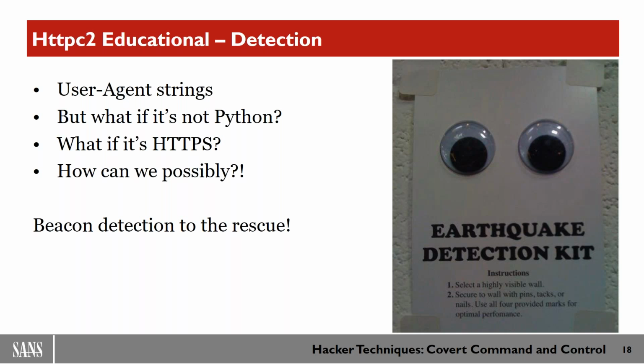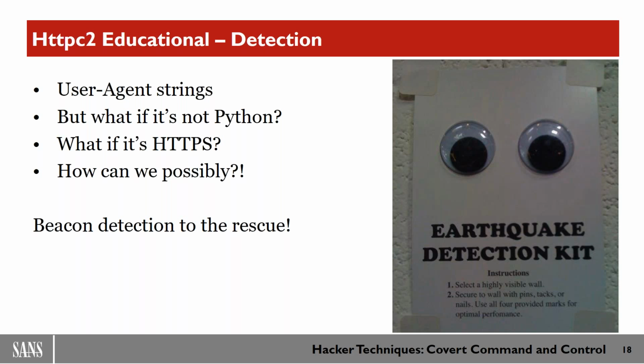Beyond all that, what if it's HTTPS? If you don't have HTTPS man in the middling, through whatever next-gen firewall vendor you use, then you might not be able to see the user agents at all. You might not be able to see the command and control traffic at all. So how can you ever detect that if that's the case?